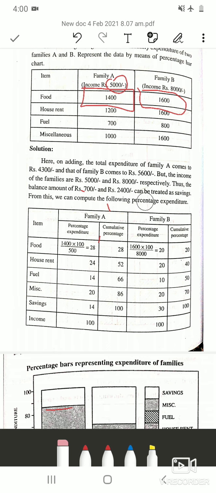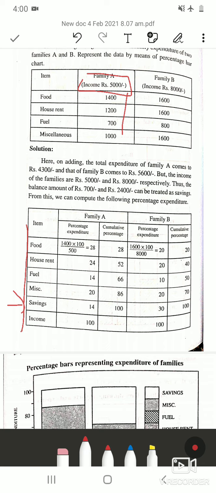So the cumulative percentage for family A will be 28 plus 24, which is 52, 52 plus 40, and so on, and the total should be 100 always. So in percentage bar diagram, what is the first step? Add the components, see if it equals the total income given. If not, then add another component called savings. Once you get all the items, then it is time to convert them into percentage expenditure.